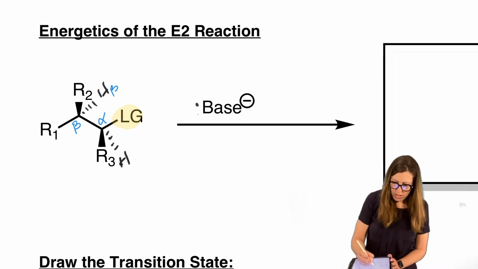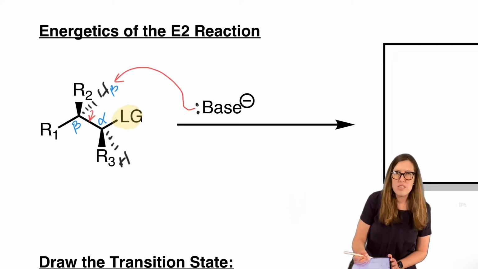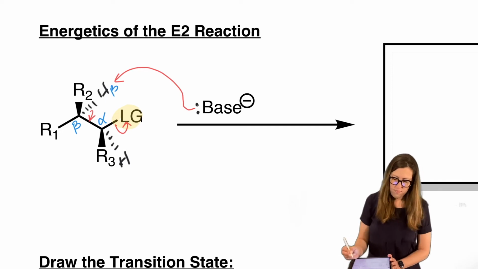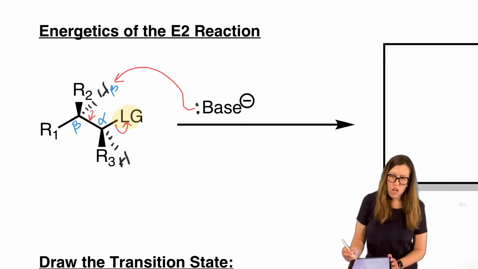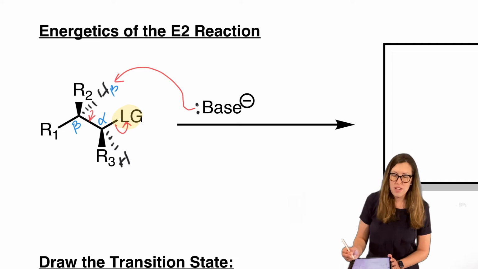Let's draw our lone pair on our base so we can do our mechanism. It finds that beta H. It doesn't matter whether it's a dash, a line, or a wedge, it's going to leave its electrons behind, right? And the leaving group leaves. So you can still draw a mechanism on a dash or a wedge, right? You could draw all those arrows.